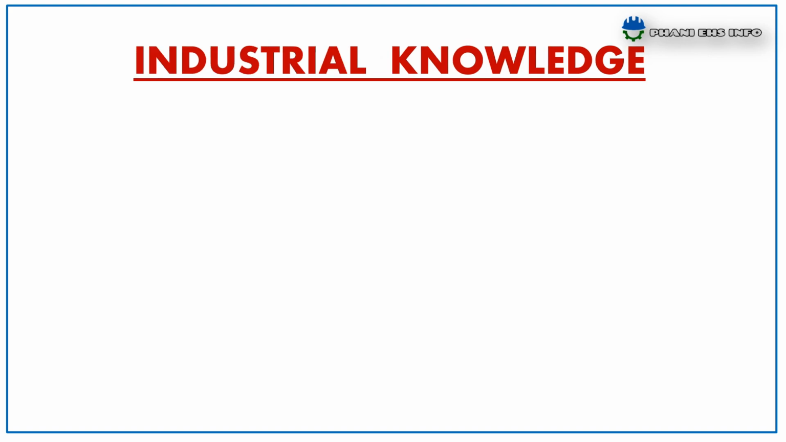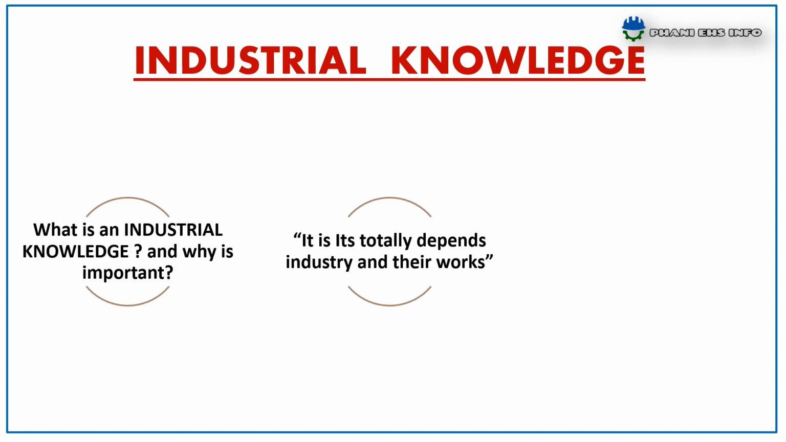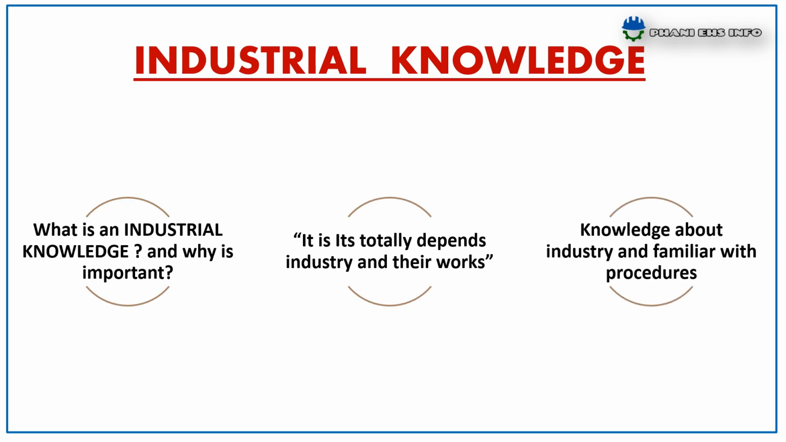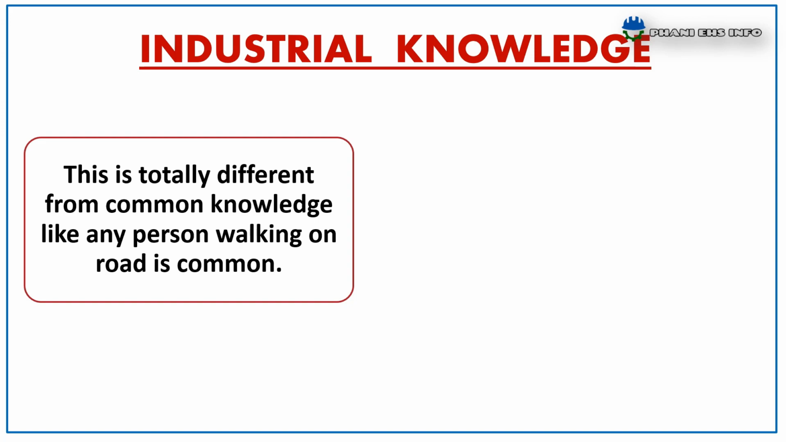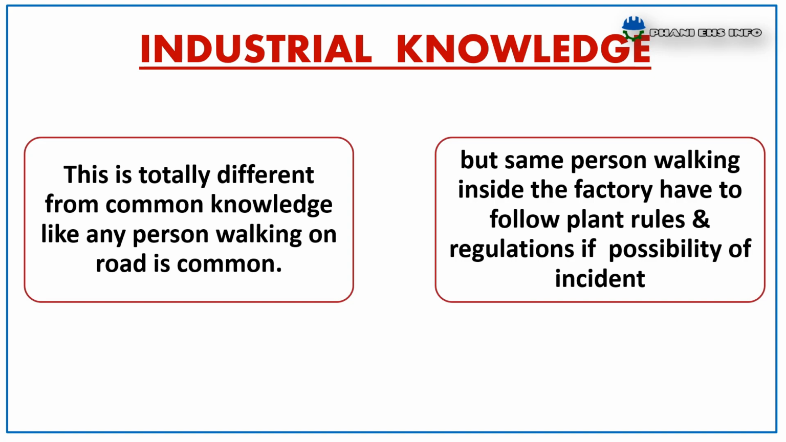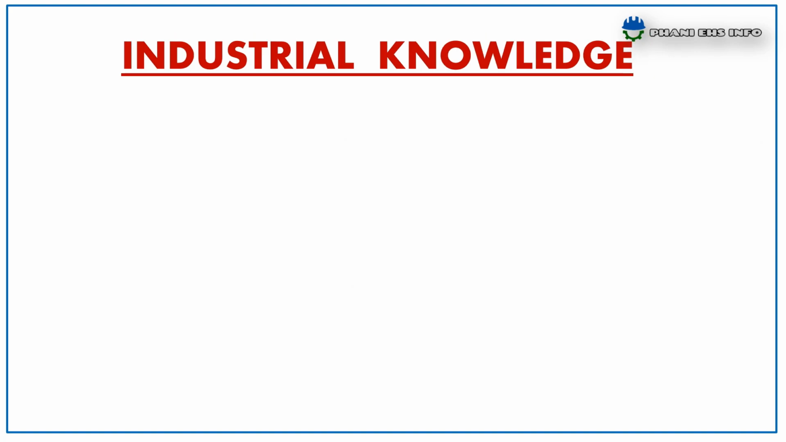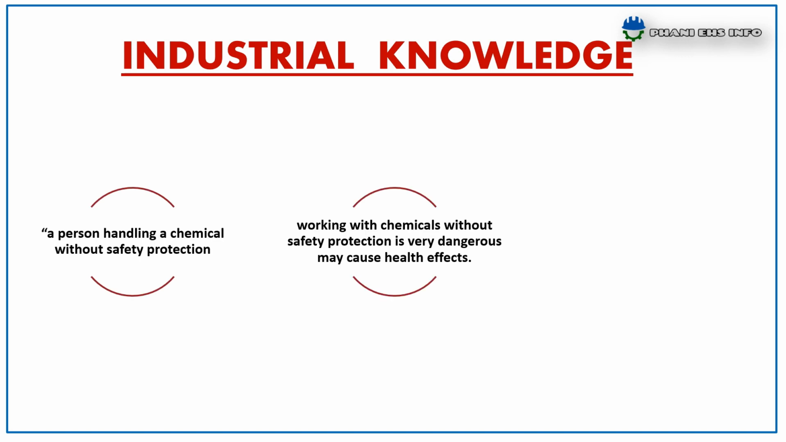Second one, industrial knowledge. What is industrial knowledge and why is it important? It totally depends on the industry and its works, knowledge about the industry and familiarity with procedures. This is totally different from common knowledge, like any person walking on the road is common, but the same person walking inside the factory has to follow plant rules and regulations if there is a possibility of incidents. For example, a person handling a chemical without safety protection. Working with chemicals without safety protection is very dangerous and may cause health effects.